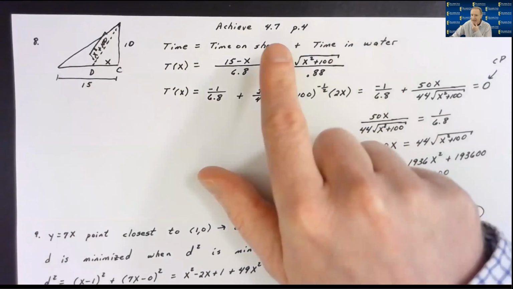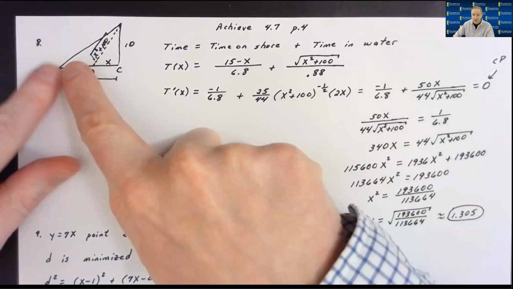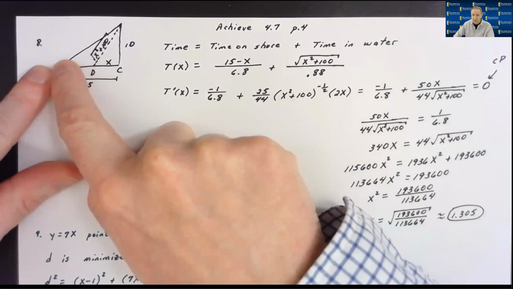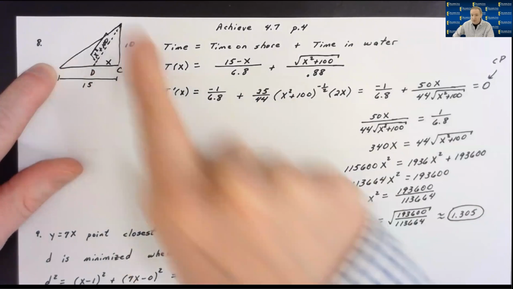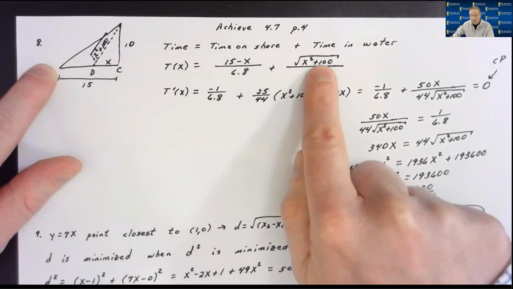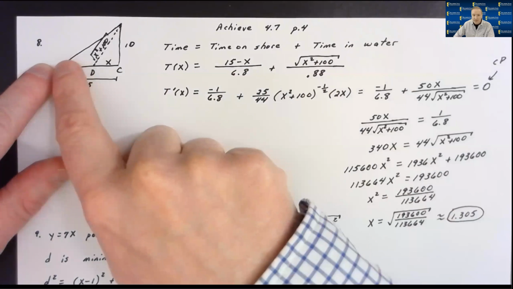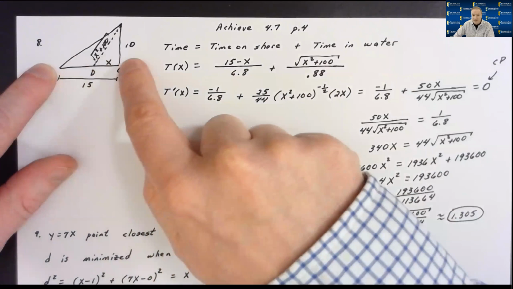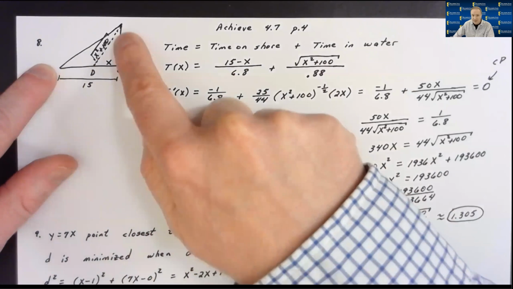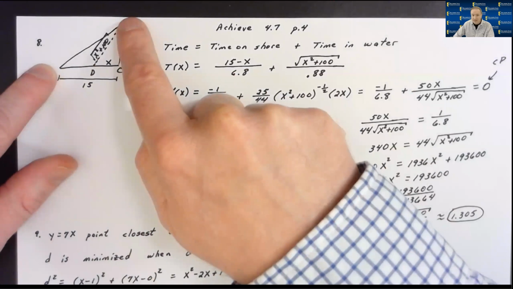Now, that time on the shore could be 0. What if the dog just didn't run down the shore at all and just went straight into the water? So this portion could be 0. This portion could never be 0. There is going to be a time spent in the water. In fact, we know that the time spent in the water would be the lowest if he ran the entire distance on the shore and just went the 10 meters in the water. Anything else, and he's going to have to go more than 10 meters.